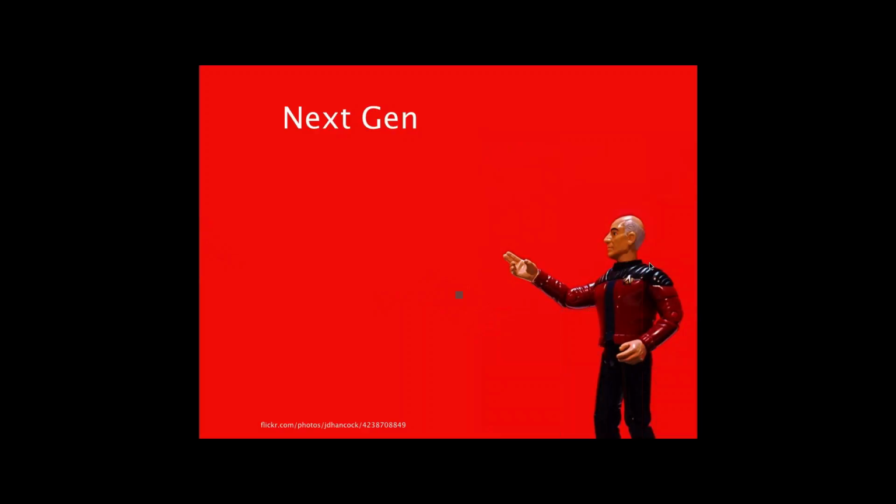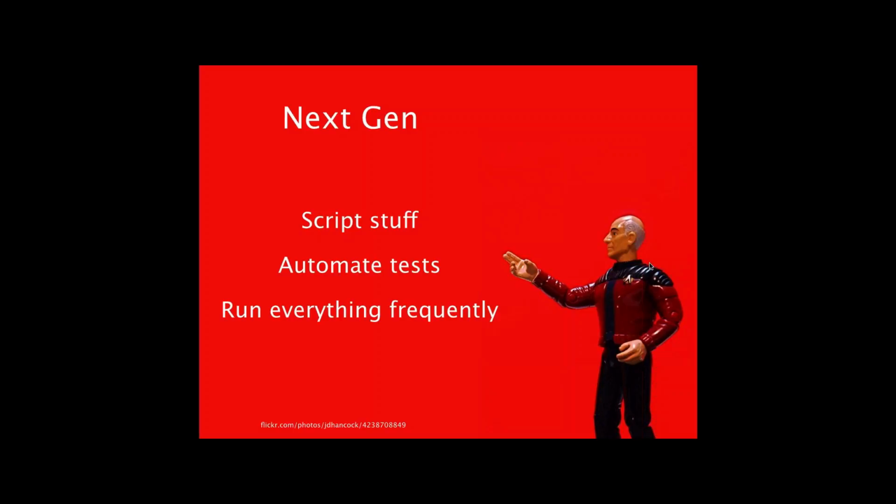So what's the next generation look like, if I can invoke a little bit of pop culture here? The next generation, to be a bit oversimplified, is to script stuff, automate the tests, and run everything frequently. It seems simple, and you know what, it is simple, but it's simple in the same way that a marathon is simple. If you want to do a marathon, it's pretty easy. Just put one foot in front of the other and don't stop for 26 miles.